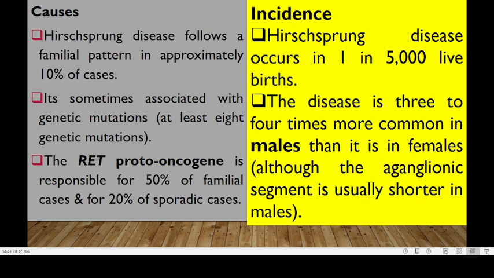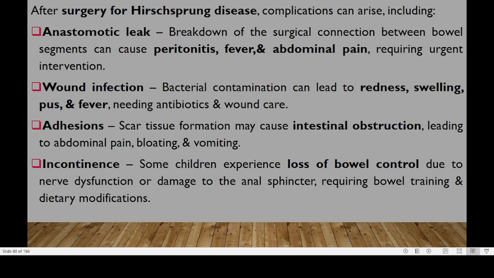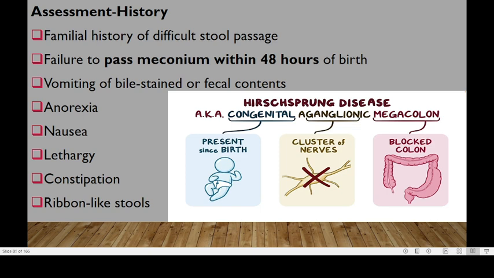The RET proto-oncogene is the one responsible for about 50 percent of familial cases and 20 percent of the sporadic cases. Hirschsprung disease can result in complications like bowel perforation, electrolyte imbalance, nutritional deficiencies, enterocolitis, hypovolemic shock, and sepsis. After surgery for Hirschsprung disease, complications can also occur. We could also have anastomotic leak, wound infection, adhesions, or incontinence.